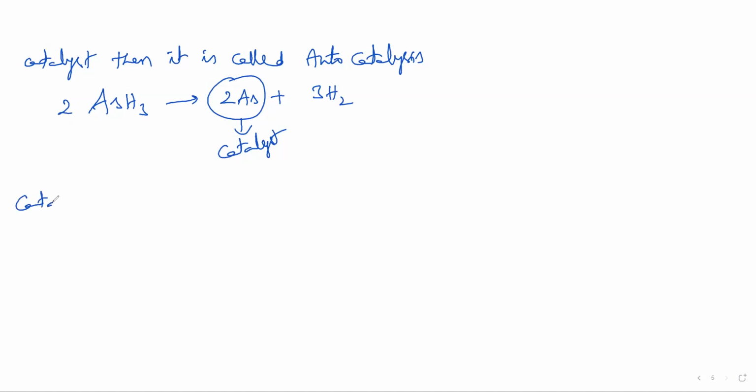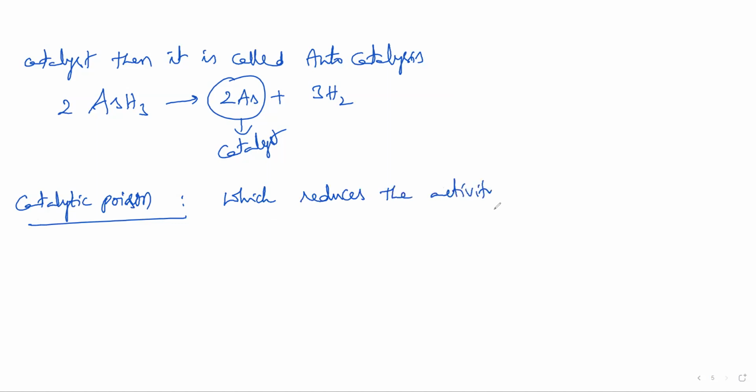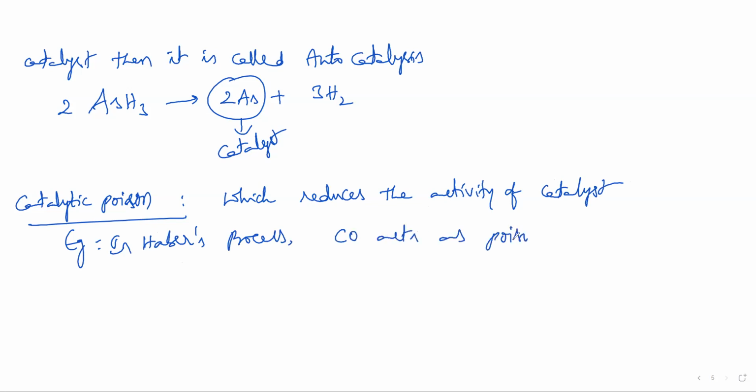Next, catalytic poison. So what is catalytic poison? It reduces the activity of catalyst. Example, in Haber's process, carbon monoxide acts as catalytic poison. That means it inhibits or reduces the activity of catalyst.